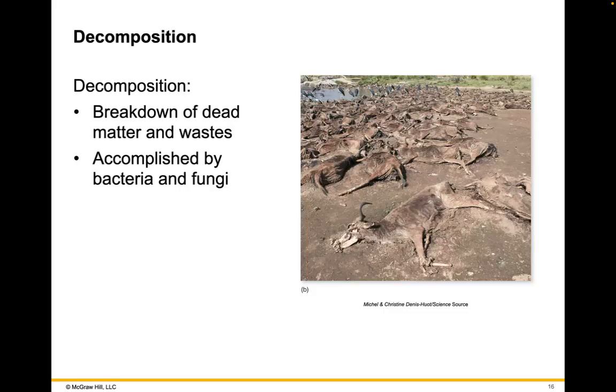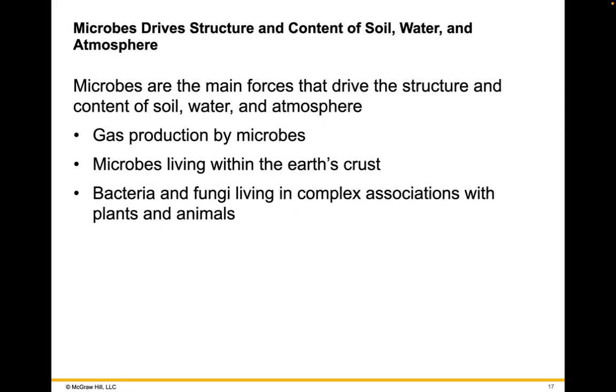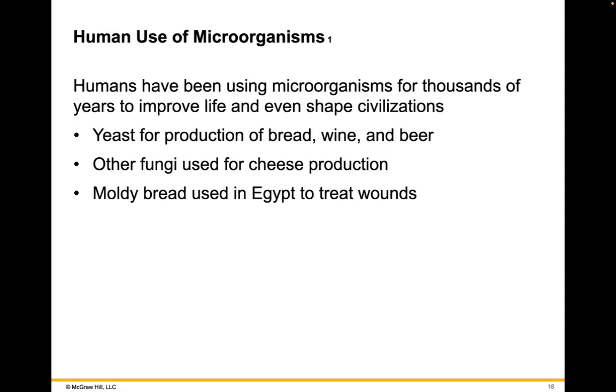Bacteria help with decomposition. They break down dead waste and matter. This is a pretty gross picture of a herd of some mammal decomposing, and bacteria and fungi both do decomposition. Microbes are so important because they're the main forces that drive the structure and content of soil and water in the atmosphere. And of course, those are going to be important for other organisms. Microbes produce gas. Microbes, as we mentioned, live in the Earth's crust, and so they're in the soil, and they have relationships with other organisms like plants and animals.